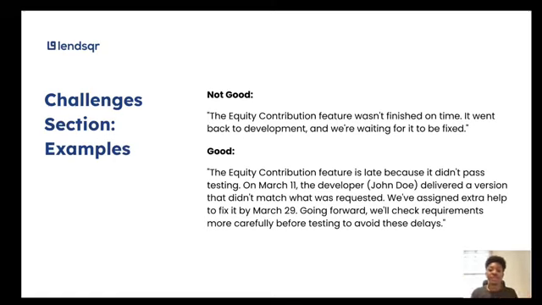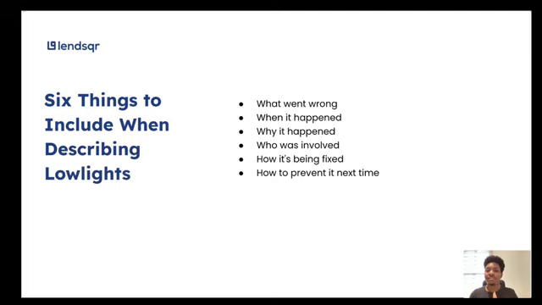We'll check requirements more carefully. So we'll clarify that before testing. So with this, you've already answered the 6 questions. What went wrong? Equity contribution feature didn't pass testing. When? March 11. Why it happened?